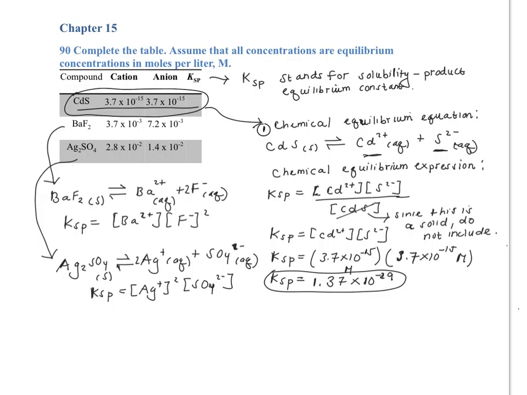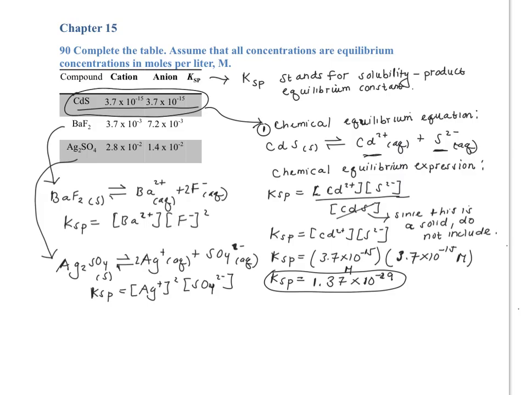In your equilibrium expression for Ksp, you're not going to include anything that is a solid. Okay, so you're going to cross out the solid. So essentially your Ksp will equal the concentrations of your cadmium and your sulfide multiplied, the product of your concentrations of cadmium ion and sulfide ion. Okay, and we're given those concentrations. It's 3.7 times 10 to the negative 15 molar for the cadmium and 3.7 times 10 to the negative 15 molar for the sulfide. You multiply that, and your Ksp is 1.37 times 10 to the negative 29.